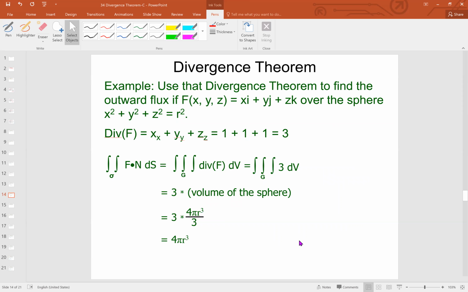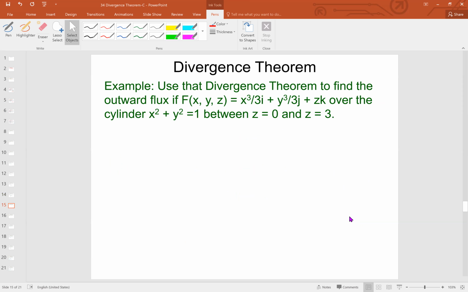And here's another example. This time we find the outward flux over the cylinder. We'll calculate the flow across the cylinder, where x squared plus y squared equals 1, and we'll have F of x, y, z, the flow vectors. So calculate the divergence.